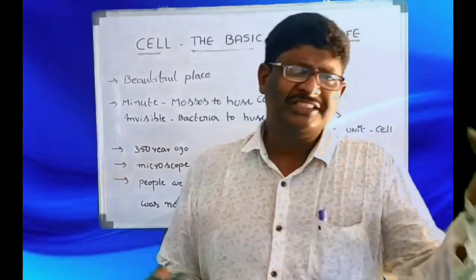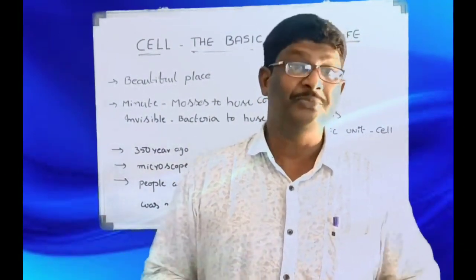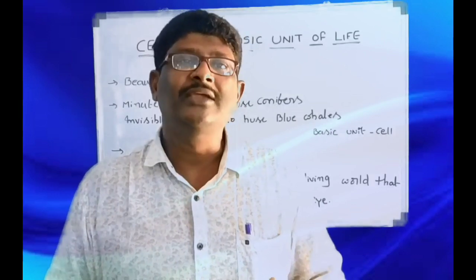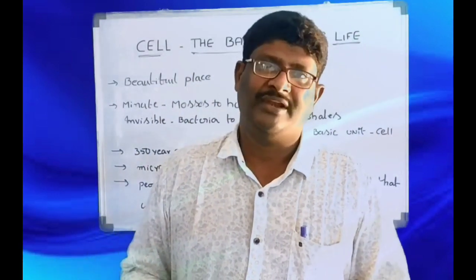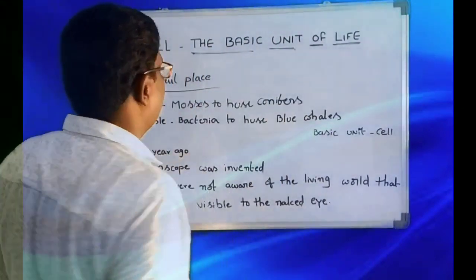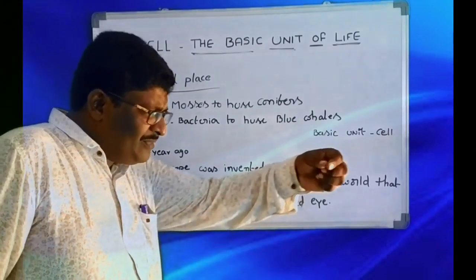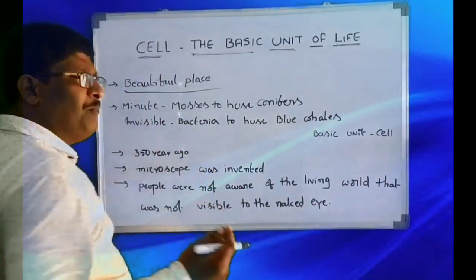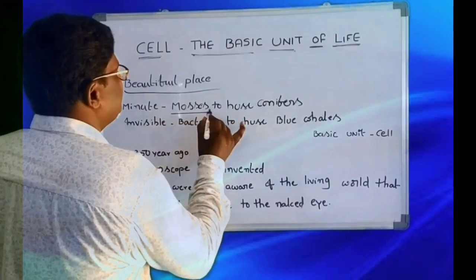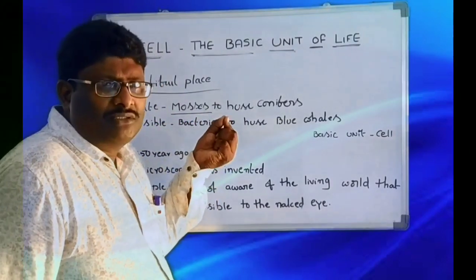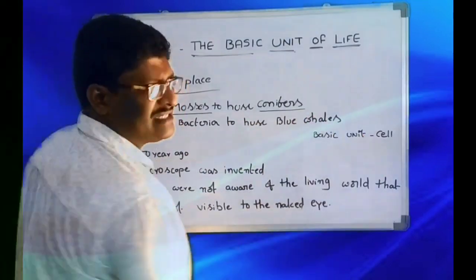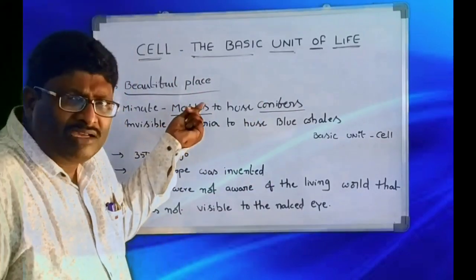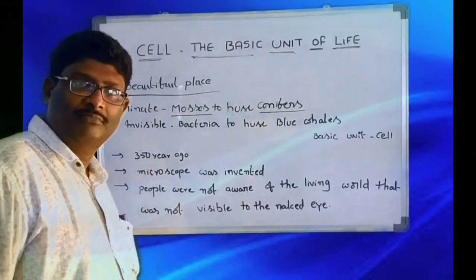So, our earth is a beautiful planet. Is it right? So many living organisms live on this planet. From the small living organisms to huge animals, from the minute mosses to huge coniferous, which means very tall trees.